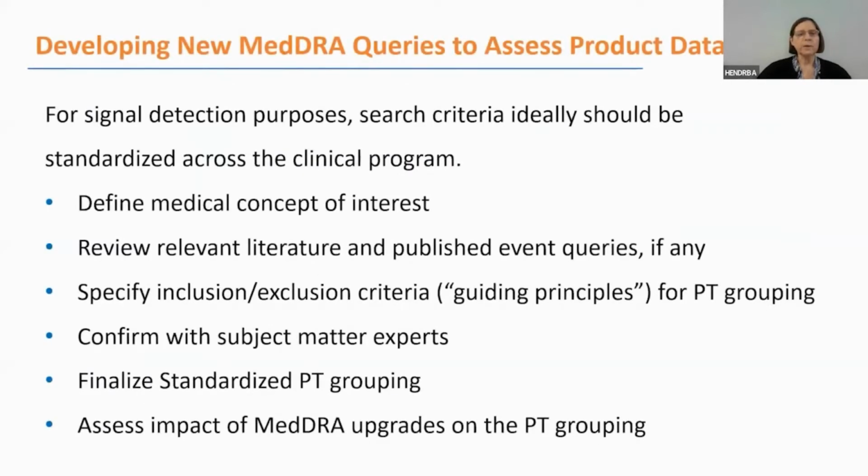So in developing new MedDRA queries to assess product data, several aspects have to be kept in mind. First, it's very important to define the medical concept of interest. Then the team should review the relevant medical literature and look to see if there's any other event queries that have been published which may be appropriate in this particular case. And now we have the FDA MedDRA queries as one of those examples that we look to finding such event queries that may be appropriate.